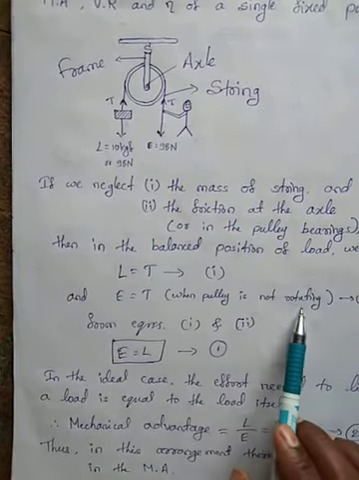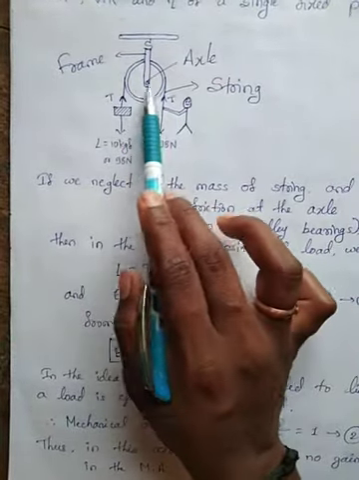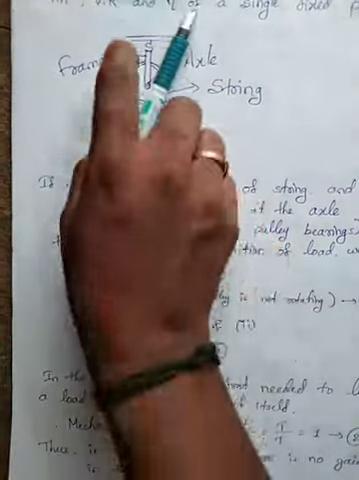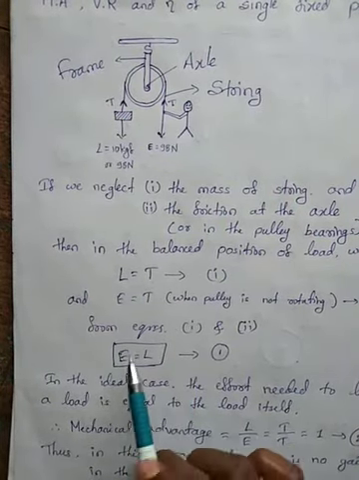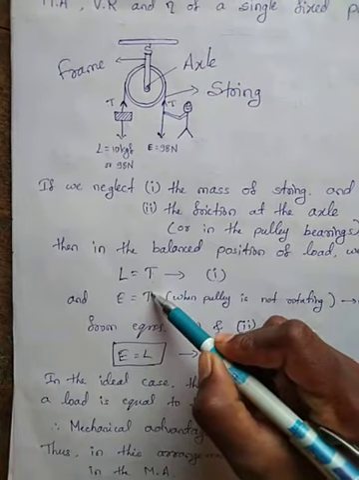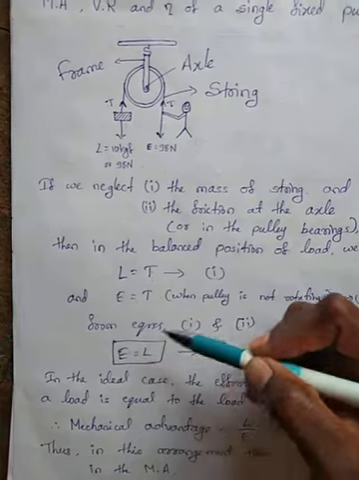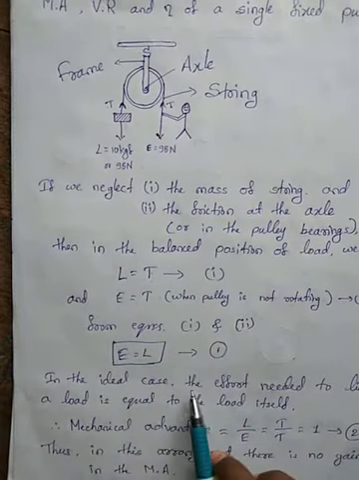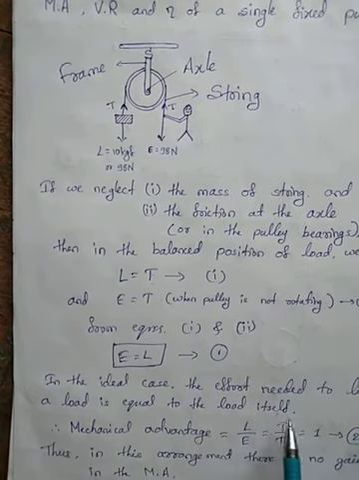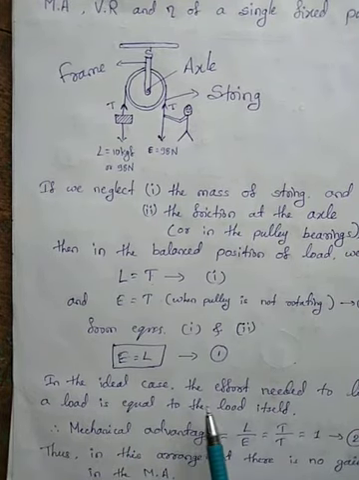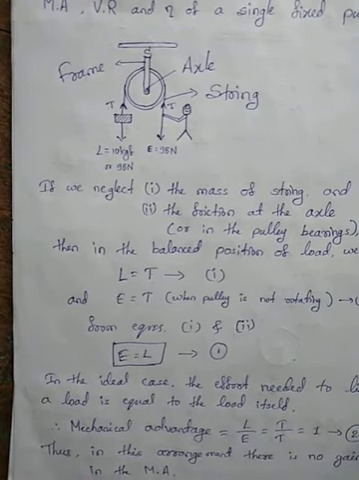The pulley is not rotating, only the grooved rim is rotating and the string is moving. So this is equation number 2. From equations 1 and 2 we get, T is the same, they will cancel, and E is equal to L, means effort is equal to load. In the ideal case, the effort needed to lift a load is equal to the load itself.